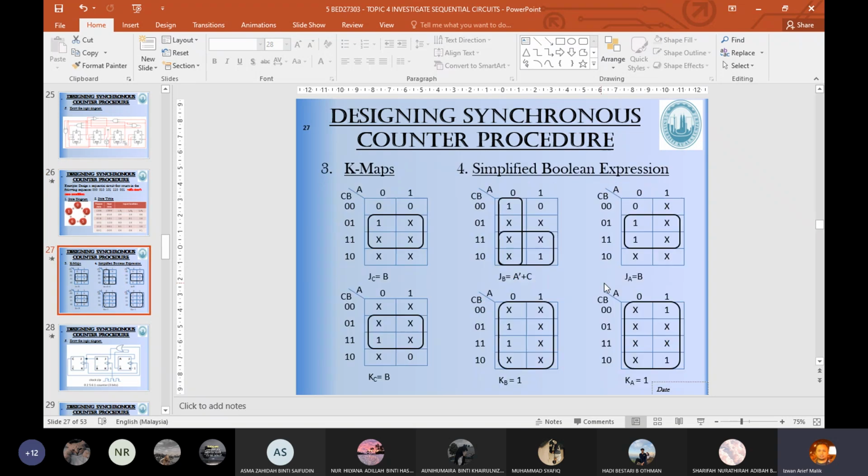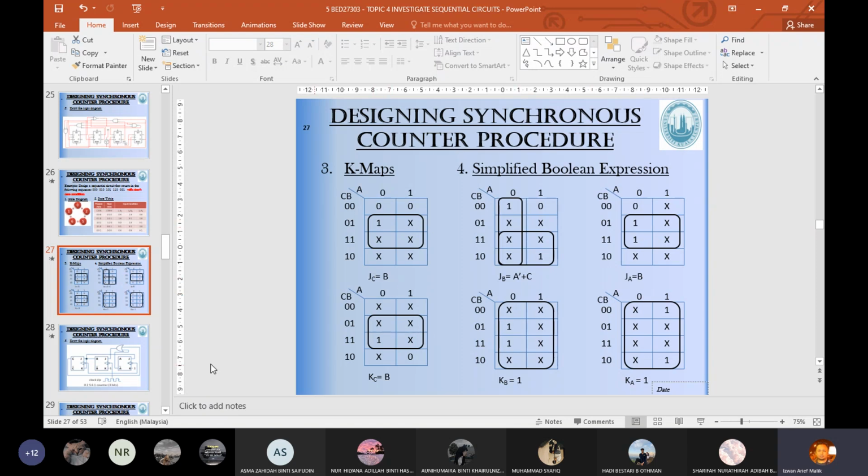Okay, so from the state table, you will obtain these K maps. So JC is B, JB is A bar plus C, JA is B, KA is B, KB and KA is 1. Okay, so that is the Boolean expression obtained.